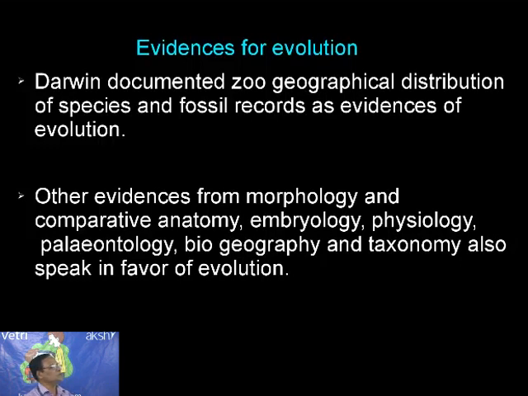So in addition to these two evidences, either by means of geographical distribution or by means of what is called the fossil records, there are also evidences in support of organic evolution from the fields of comparative anatomy, morphology, embryology, physiology, biochemistry, biogeography, and also taxonomy, the classification. Now I will tell you more about the different fields of biology which provided evidences in support of organic evolution.